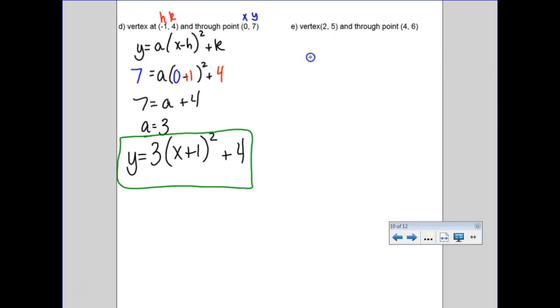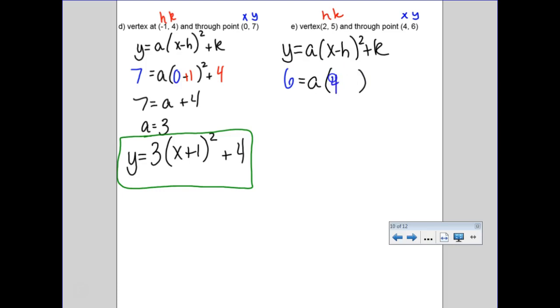All right, letter E, vertex at 2, 5, and then an ordered pair of 4, 6. So this vertex being at 2, 5, that is your h and k. And then the ordered pair is your x, y. So same formula. Who is the y coordinate from the point? 6, thank you. Equals, I don't know, a.